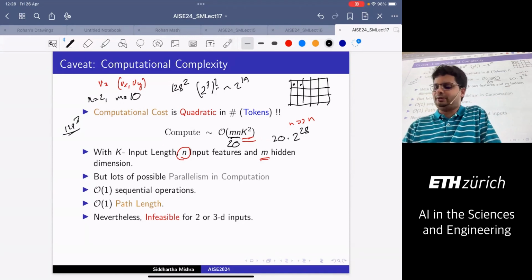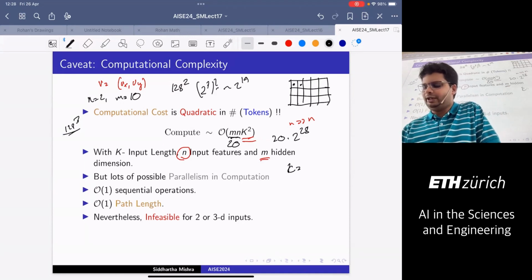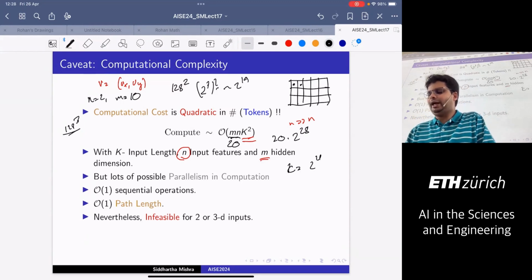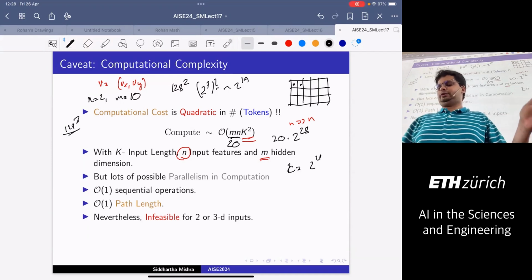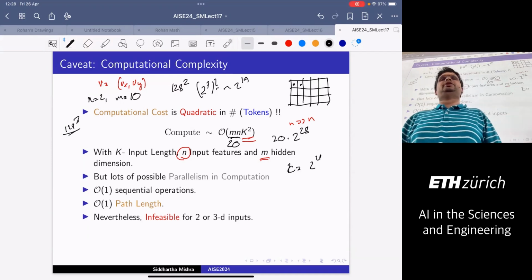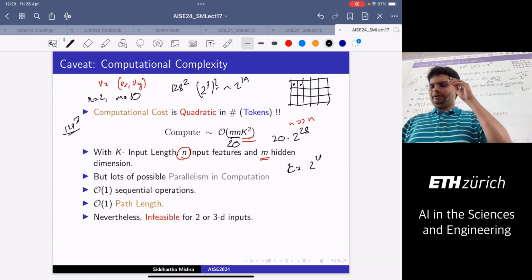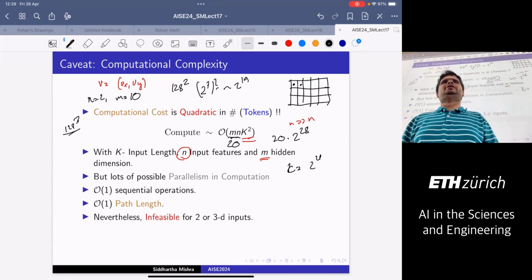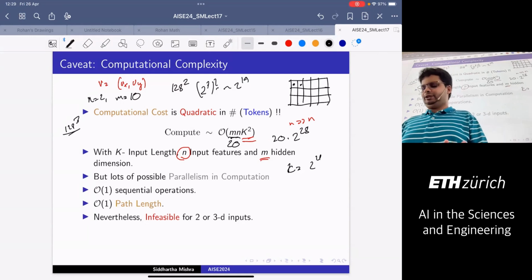Because now you can see that the number of tokens, K, is 2 to the 21, right? Isn't that correct? 2 to the 7 cubed is 2 to the 21. And the total cost in terms of the number of tokens is 2 to the 42. And you're talking about trillions already, right? So even for the biggest machines that are available, these are still forbidding numbers, okay?